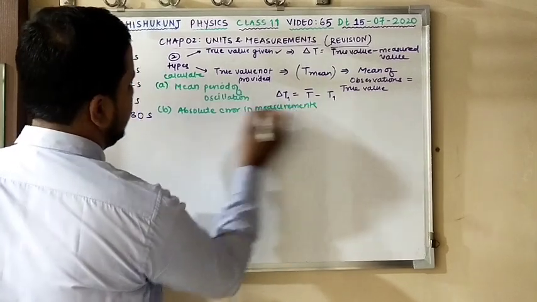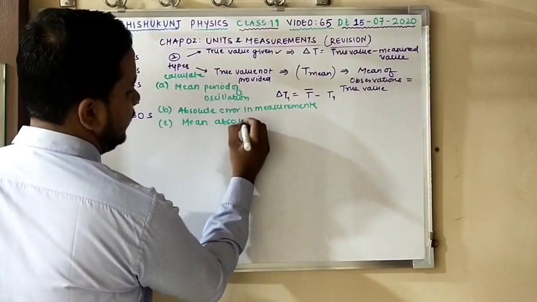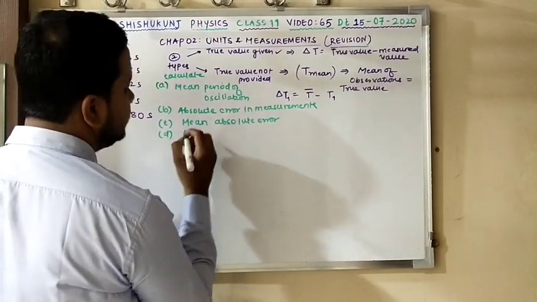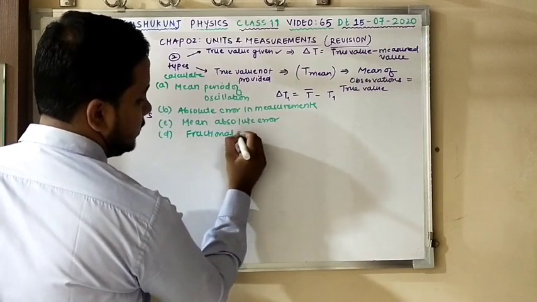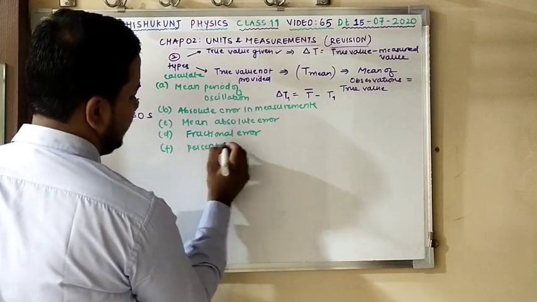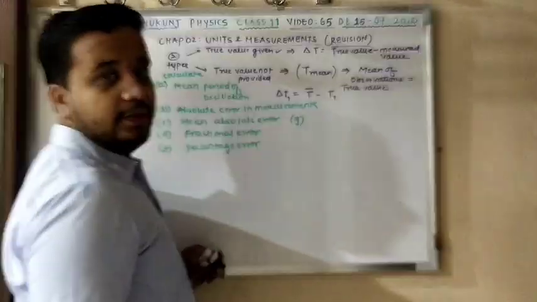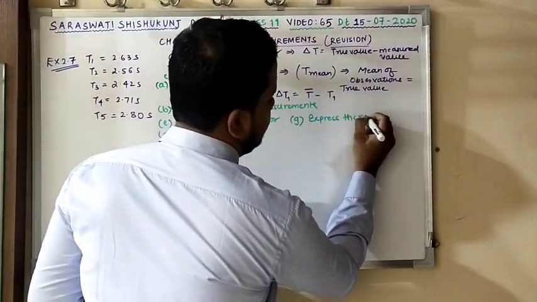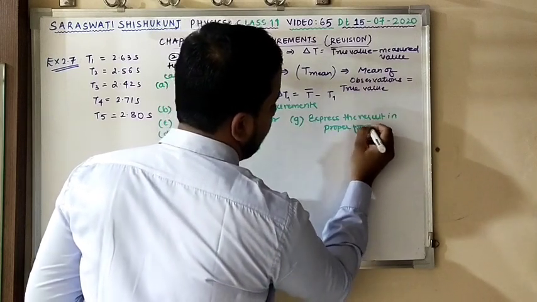The third question is to calculate the mean absolute error. Clear? Fourth, we have to calculate the fractional error or relative error. Fifth, we need to calculate the percentage error. And the last, we need to express the result in proper form. Till this clear? Hope it is clear.